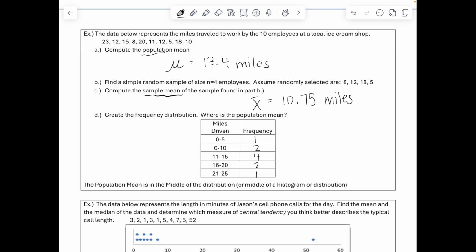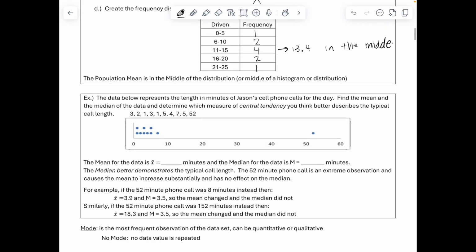And again, this is using the idea that we had from last chapter in chapter 2. And it asks for where is the population mean. So our population mean is up here. It's 13.4, and if you notice, 13.4 is going to be here, somewhere in that middle. So it's in the middle. And right below it says the population mean is in the middle of the distribution or middle of a histogram. So it could also be in the middle of a histogram.